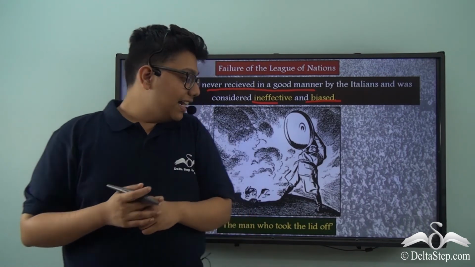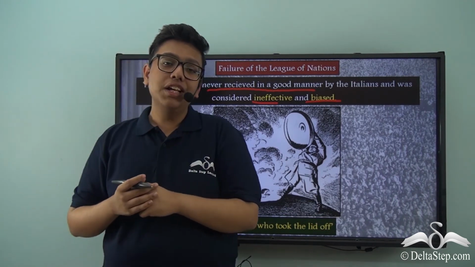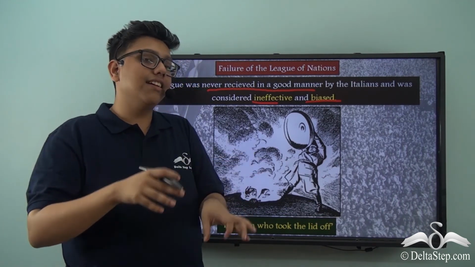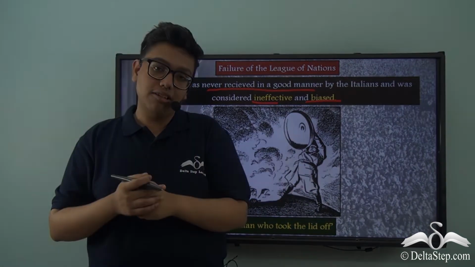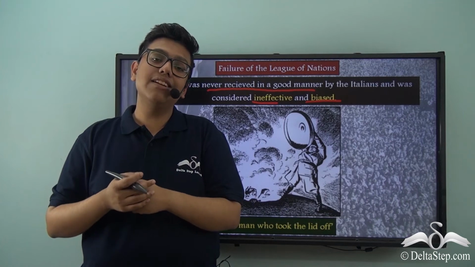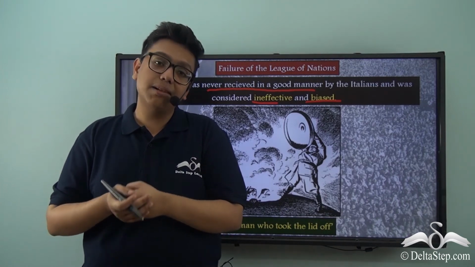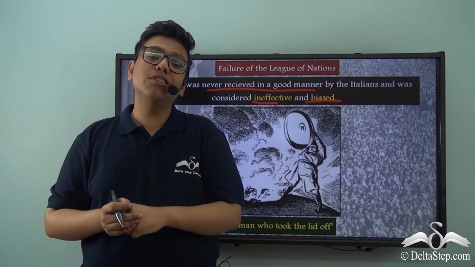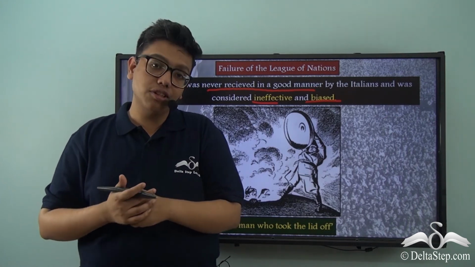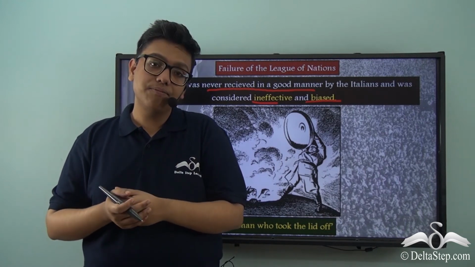You see, in this particular caricature which says that a man who took the lid off, we can see that Mussolini is taking the lid off and some demons are coming out. This is because it's often said that when Mussolini launched the invasion of Abyssinia and when the League was unable to do anything about it, the powerlessness of the League was reflected all across the world. People finally realized that the League really has no political power.